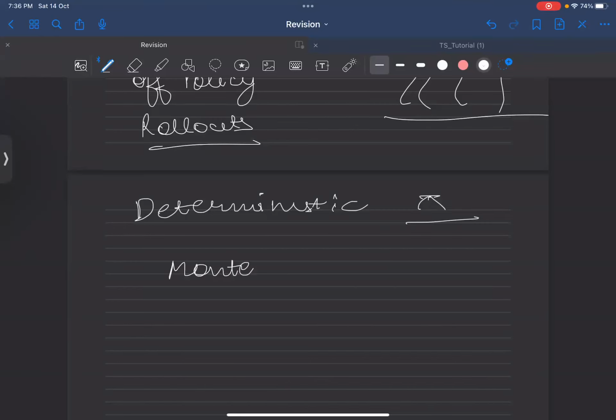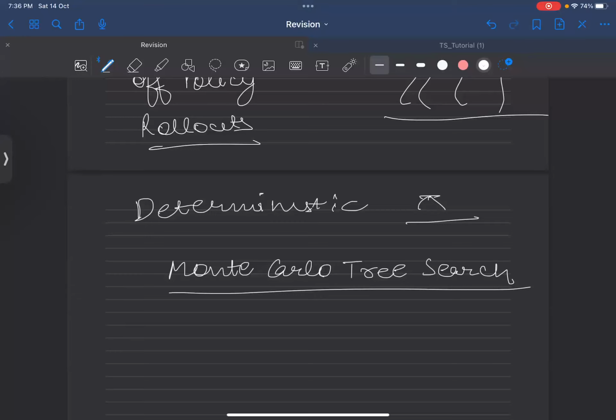Now coming to Monte Carlo tree search. What we have done till now is MDP, Monte Carlo, and why MCTS, Monte Carlo tree search, is required.